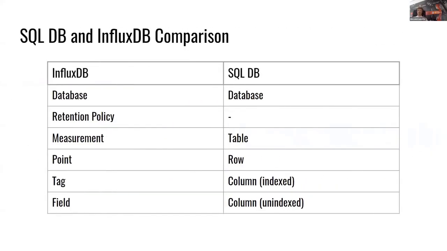Now let's see a quick comparison between InfluxDB and SQL databases. You have the database, and the concept here is exactly the same. Then InfluxDB has an object called the retention policy, which has no equivalent in SQL databases. You have the measurement, which is the equivalent of a table. The point is the equivalent of a row, and then you have two different types of columns: tags and fields. A tag can be seen as an indexed column, while a field can be seen as a non-indexed column.